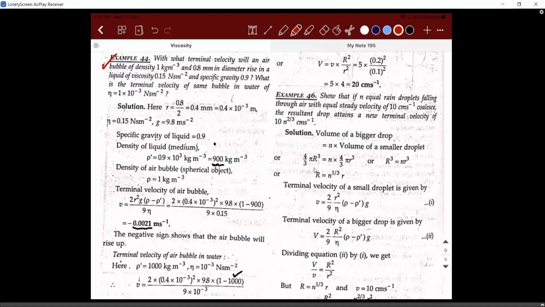So what is the next question they're asking? What is the terminal velocity of the same bubble in water of viscosity 1 into 10 power minus 3 Newton second per meter square?